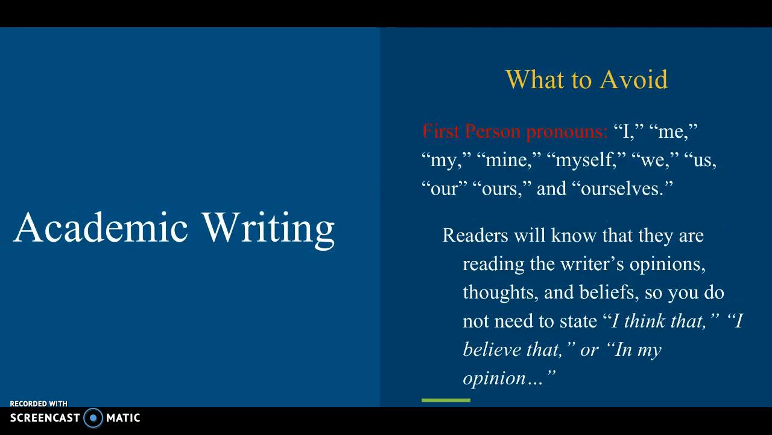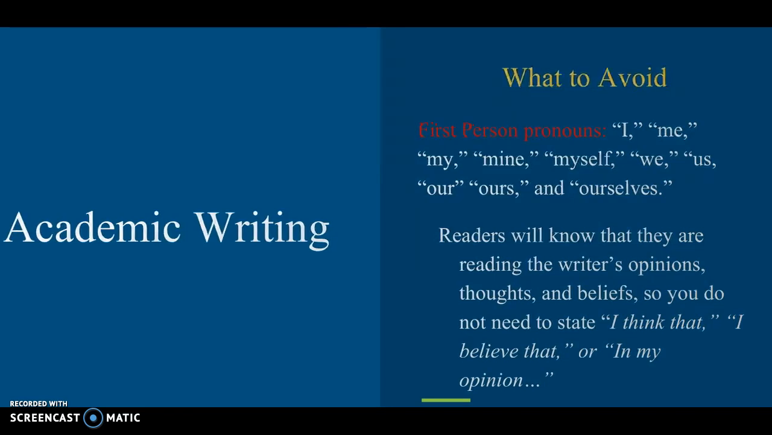What to avoid in academic writing? The first item to avoid is using first-person pronouns. Examples of first-person pronouns are I, me, my, mine, myself, we, us, our, ours, and ourselves. Readers will know that they are reading the writer's opinions, thoughts, and beliefs, so you do not need to state, I think that, I believe that, or in my opinion.